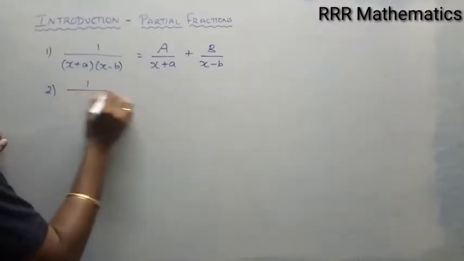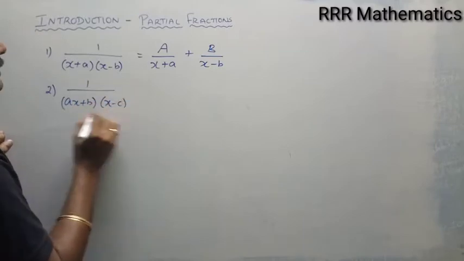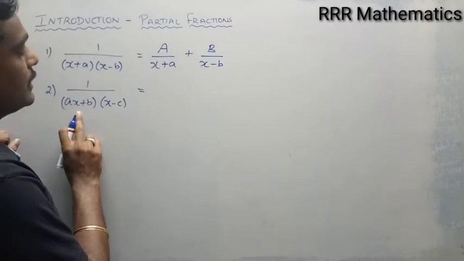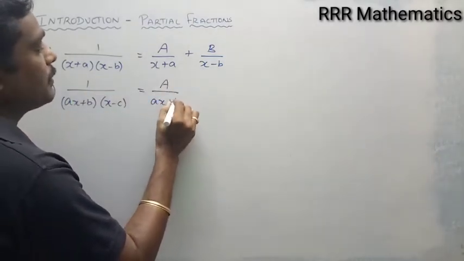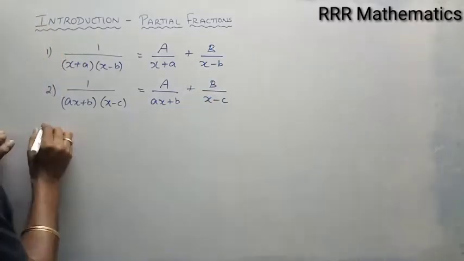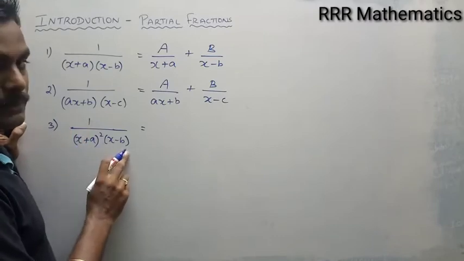Suppose you have 1 by (ax plus b) into (x minus c). Got it? This is linear, this is also linear. So I will write some constant capital A divided by (ax plus b) plus some constant capital B divided by (x minus c).